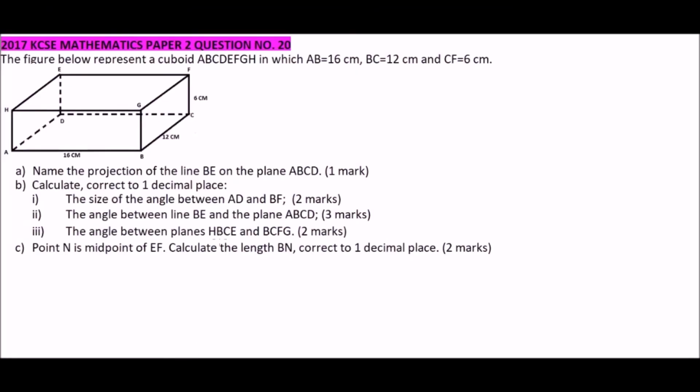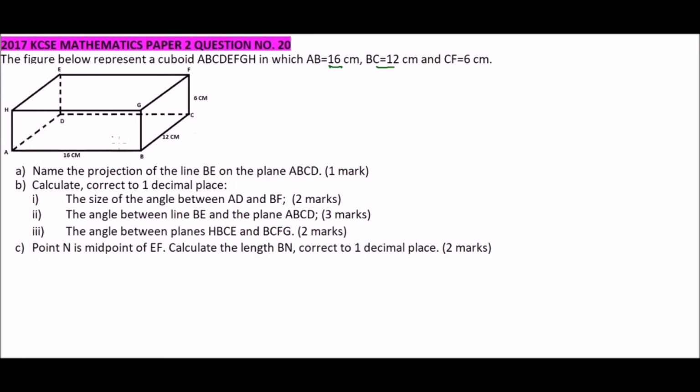So 2017 KCSE Mathematics Paper 2, question number 20. The figure below represents a cuboid A, B, C, D, E, F, G, H, in which AB is equal to 16, BC is equal to 12, and CF is equal to 6. So we have been given those dimensions. Name the projection of the line BE on the plane ABCD.